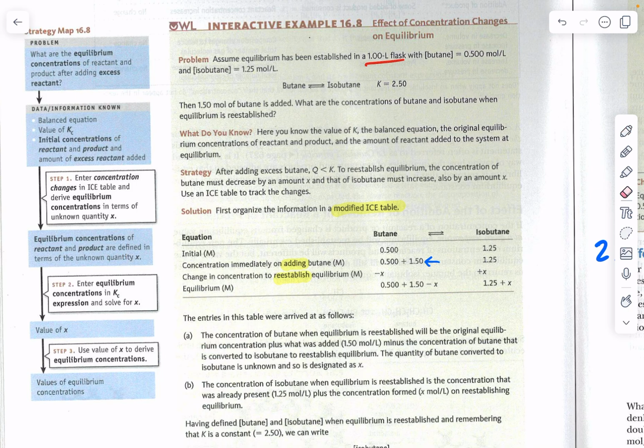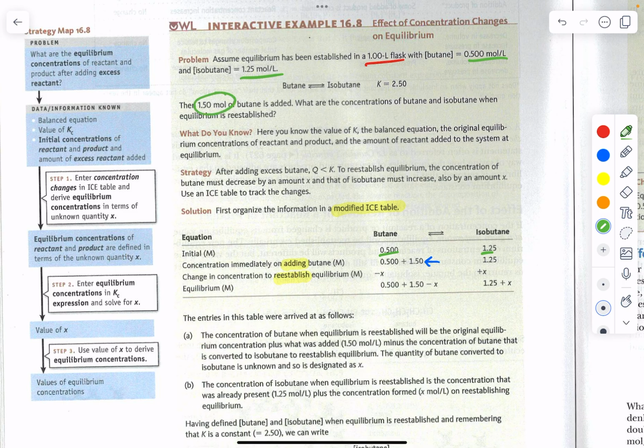And when we go to look to see what we're given in this problem, we are given the initial molarity of isobutane, and we're also given the initial molarity of butane. And then we are told we are adding 1.5 moles of butane to this 1 liter flask. And that's what you're given right there.